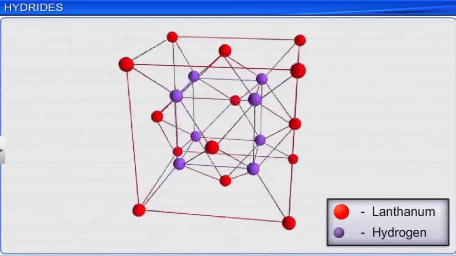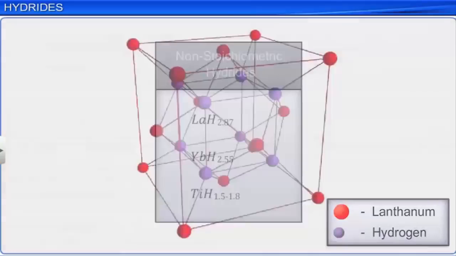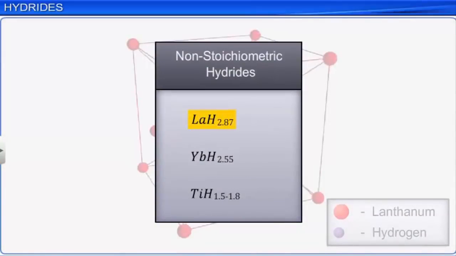For example, LaH2.87, YbH2.55 and TiH1.5 to 1.8. The composition of these hydrides does not correspond to a simple whole number ratio and also varies with change in temperature and pressure. And hence, these hydrides are also called non-stoichiometric hydrides.